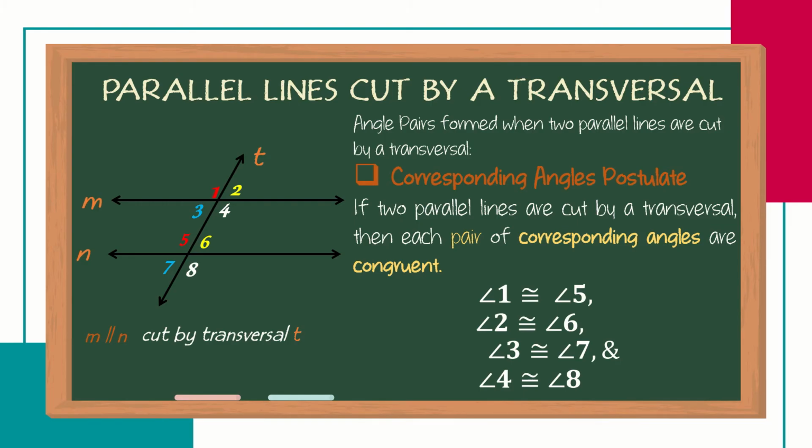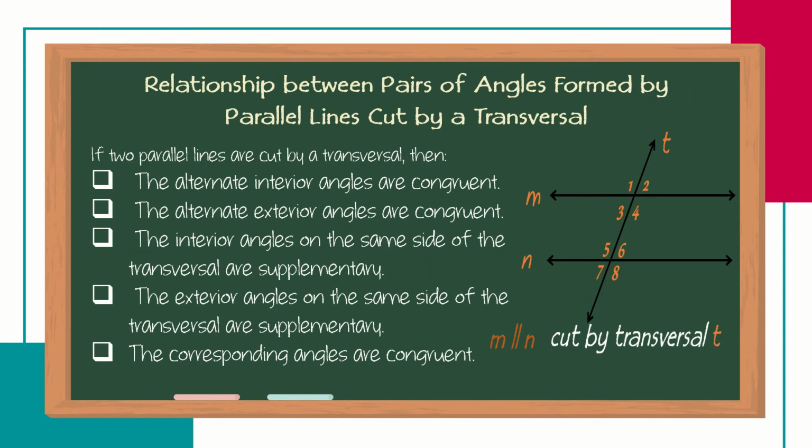Again, the relationship between pairs of angles formed by parallel lines cut by a transversal. If two parallel lines are cut by a transversal, then the alternate interior angles are congruent. The alternate exterior angles are congruent. The interior angles on the same side of the transversal are supplementary. The exterior angles on the same side of the transversal are again supplementary, and the corresponding angles are congruent.